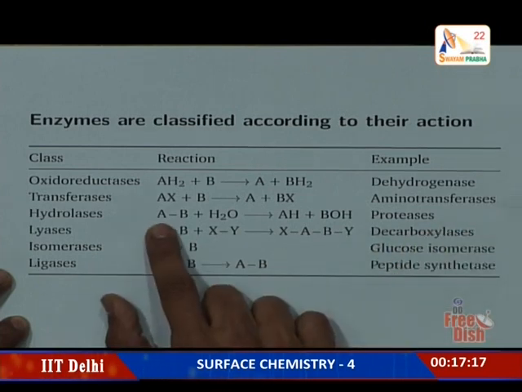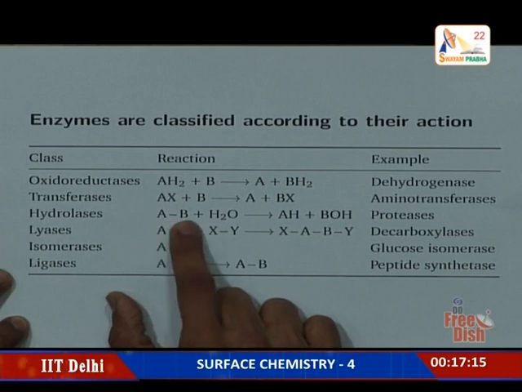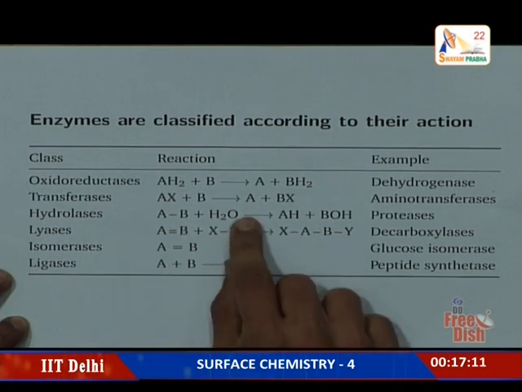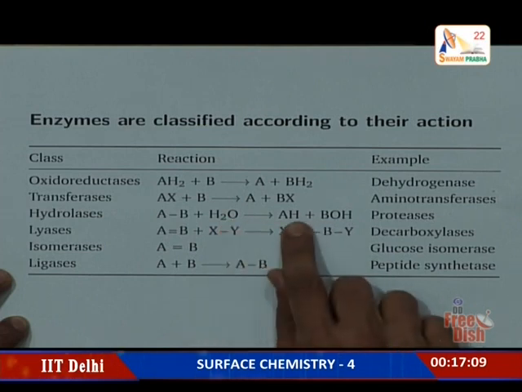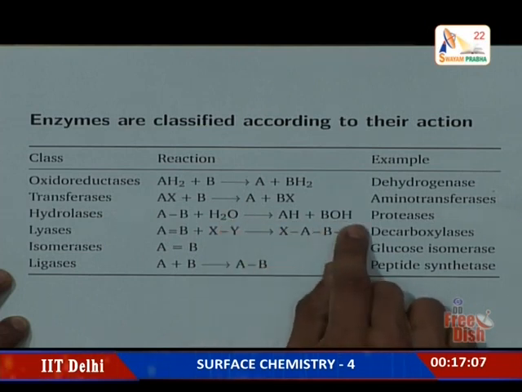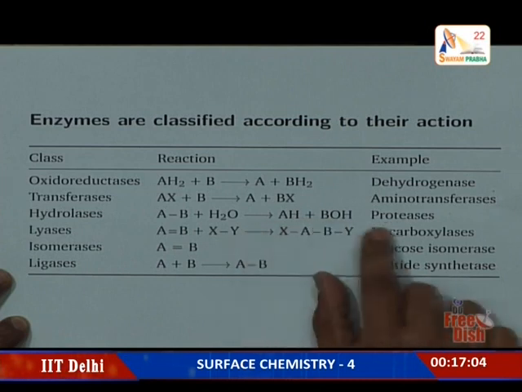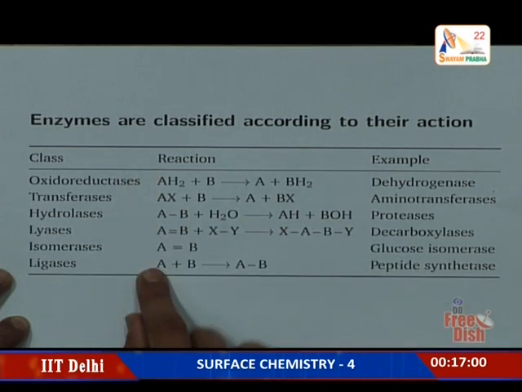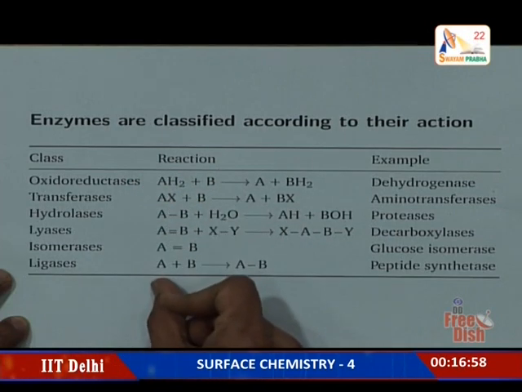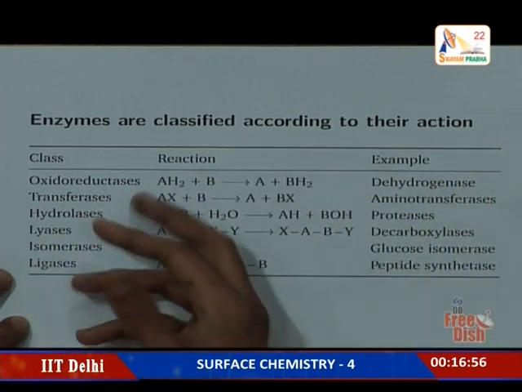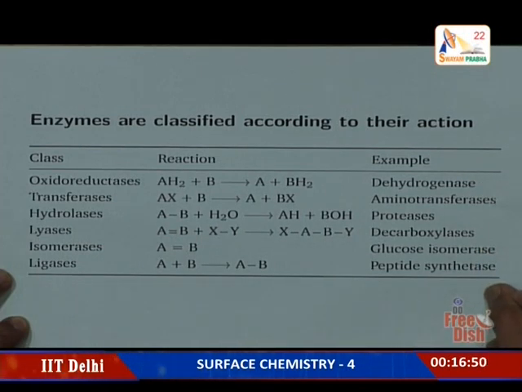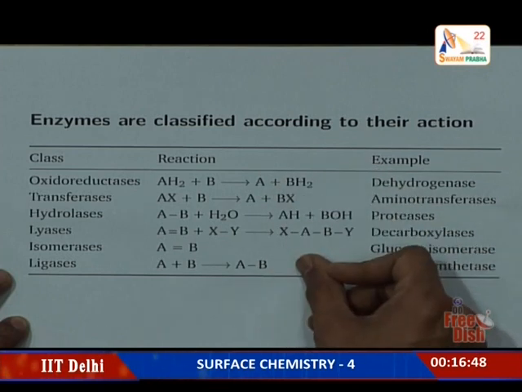The third kind, which is very popular, is if I have a molecule AB and I want to cleave this bond with the presence of water, I can get AH plus BOH. So, this is an example of a protease, and so on. And there are 6 different classes that are typically observed of the kinds of reactions that these enzymes do, and here are the various examples for each of these categories.